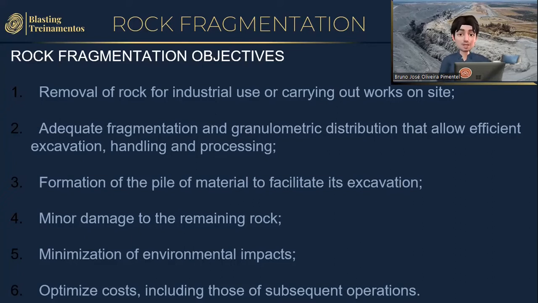The fourth objective is to cause minimal impact, or better yet, to cause no damage to the remaining rock and the structures present at the site. I want to carry out my rock fragmentation process in a way that I can remove it, so that I can do my activity, but without causing any damage, avoiding landslides, that is, causing as little damage as possible. We will look at this in more detail during our classes.